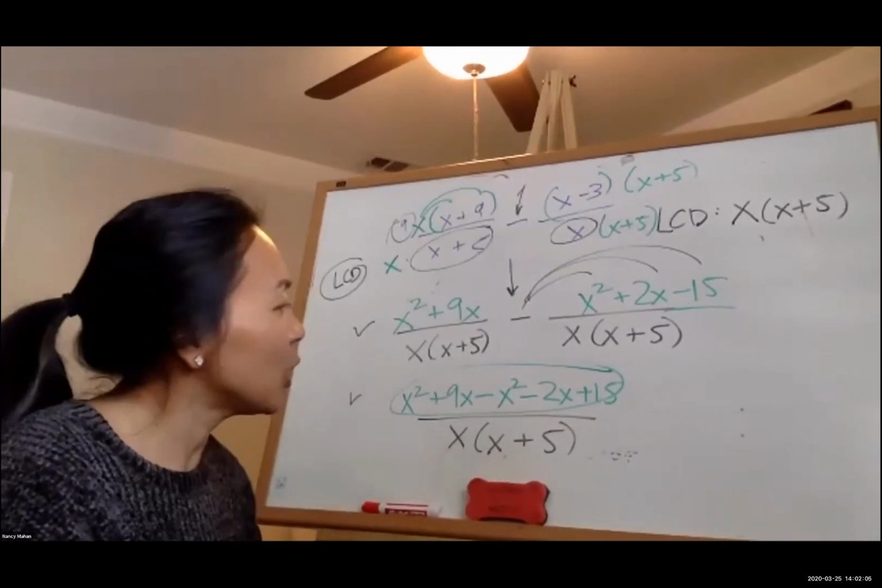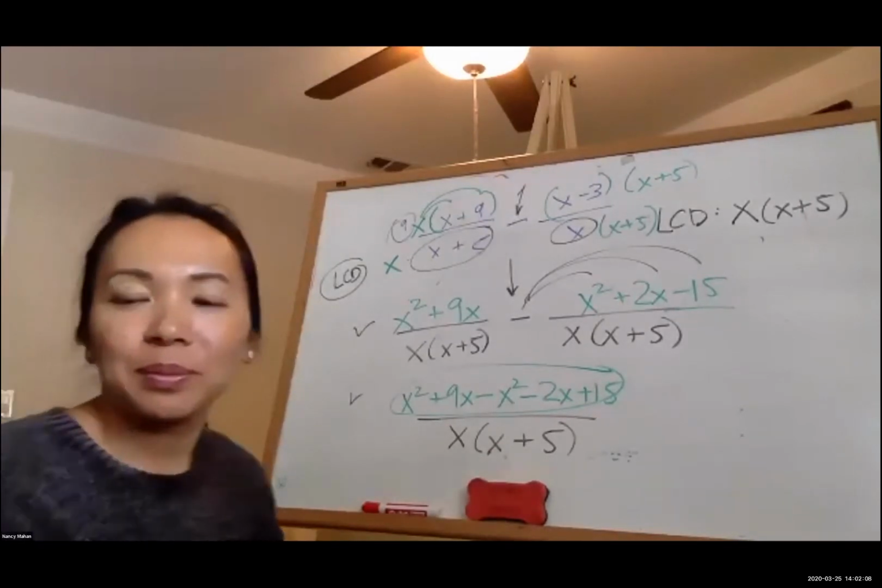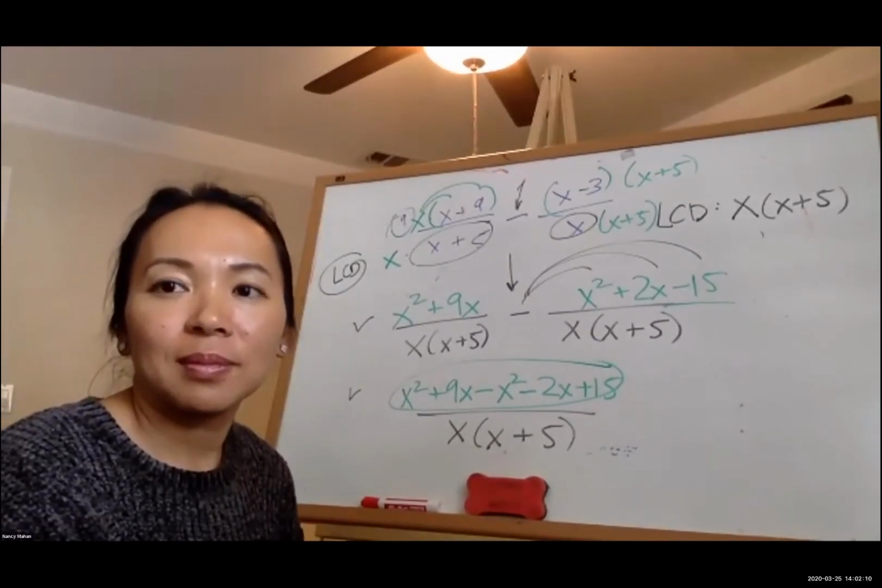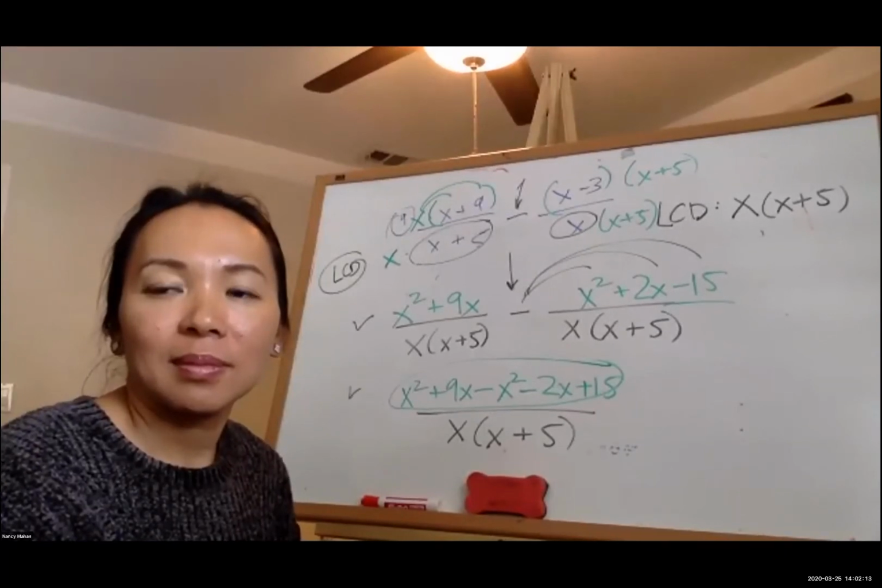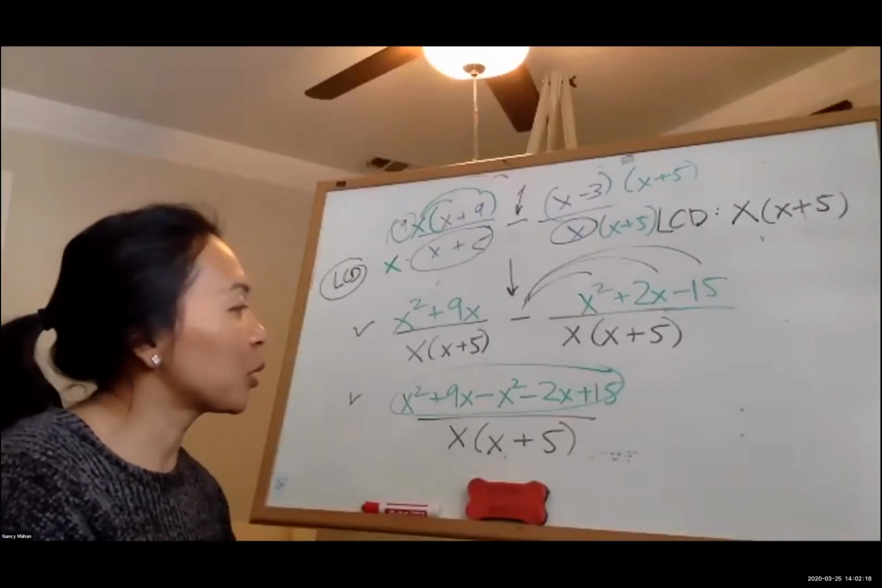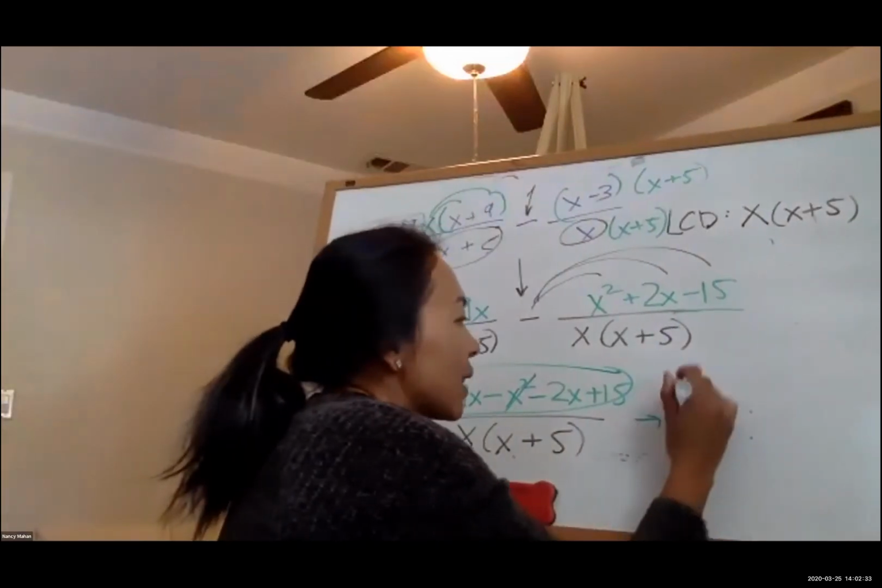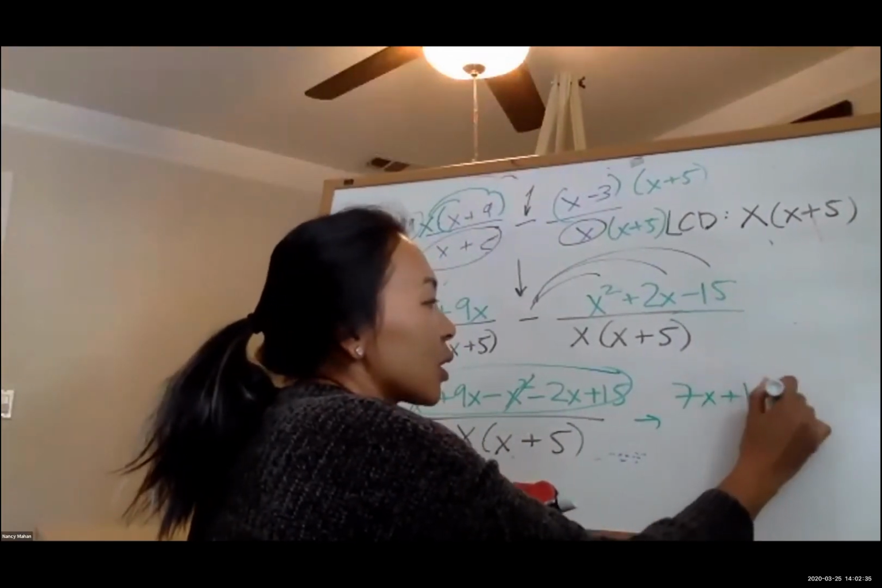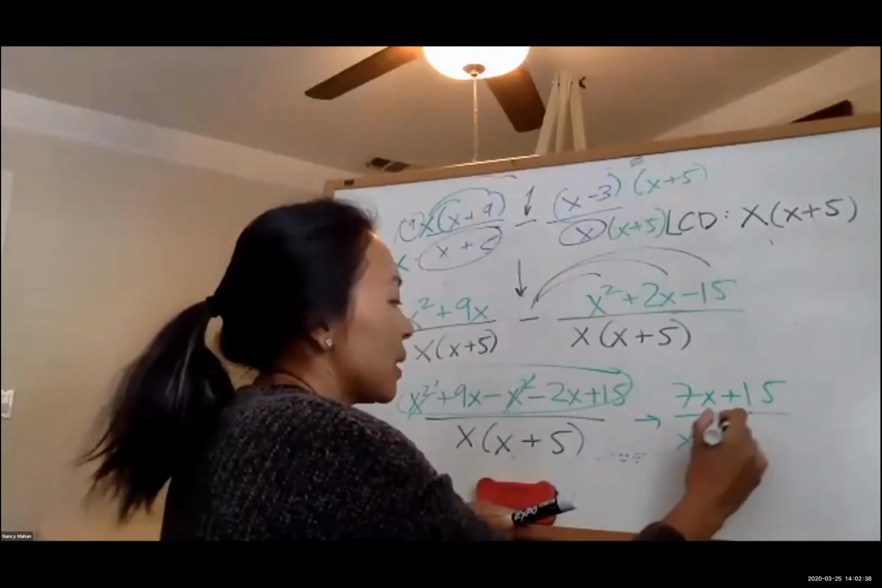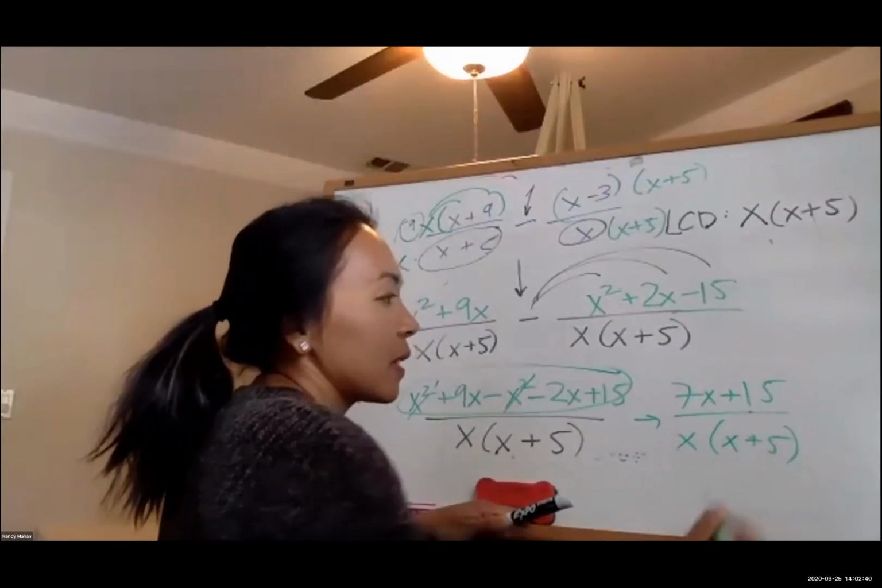Anthony, are you there? Can you help me out? What did you get on top? For this one right here, what did you get on top, Anthony? The green part. Oh, I haven't finished. Okay. Would it be 7x plus 15? Great. So the x squareds cancel out. Great. 9x minus 2x is 7x plus 15. Great. The bottom is x times x plus 5, right?